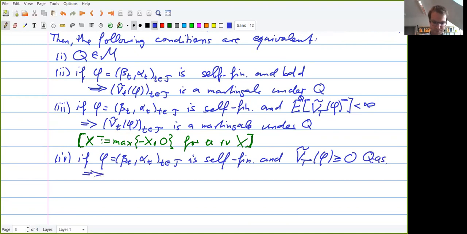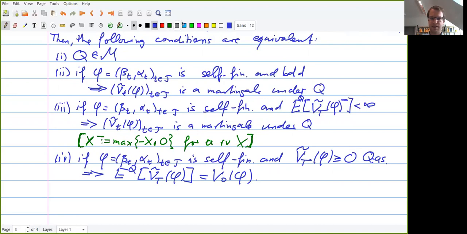And then this implies that the expected value under Q of the discounted value process at the terminal time T is equal to the initial value V0 I started with.